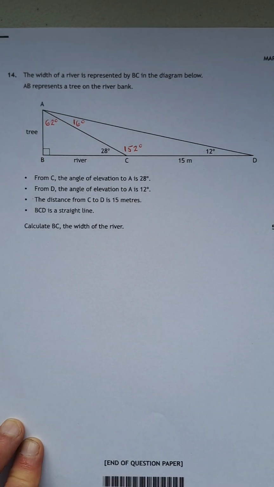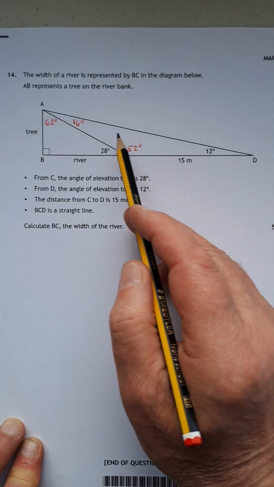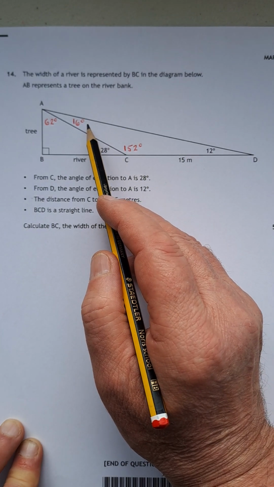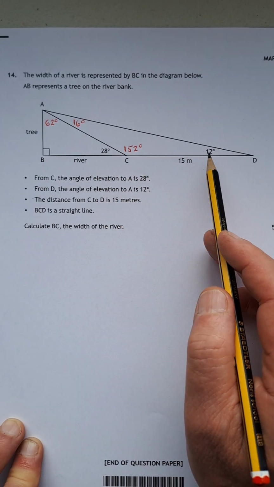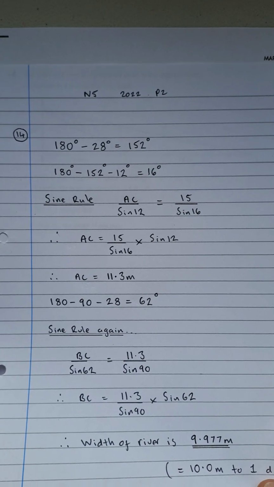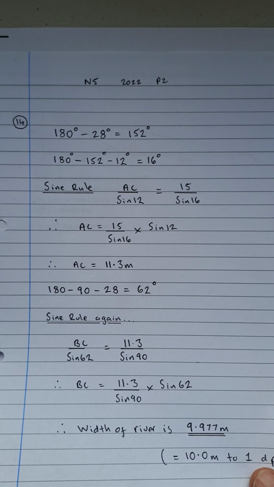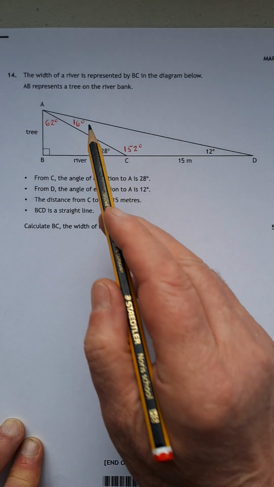And then where did the 16 come from? Well, all the angles in a triangle add up to 180. So we have 180 take away 152 take away 12, and that is the second calculation you get there, as you see there in my working, and that leaves 16 degrees. So that's where that 16 came from.